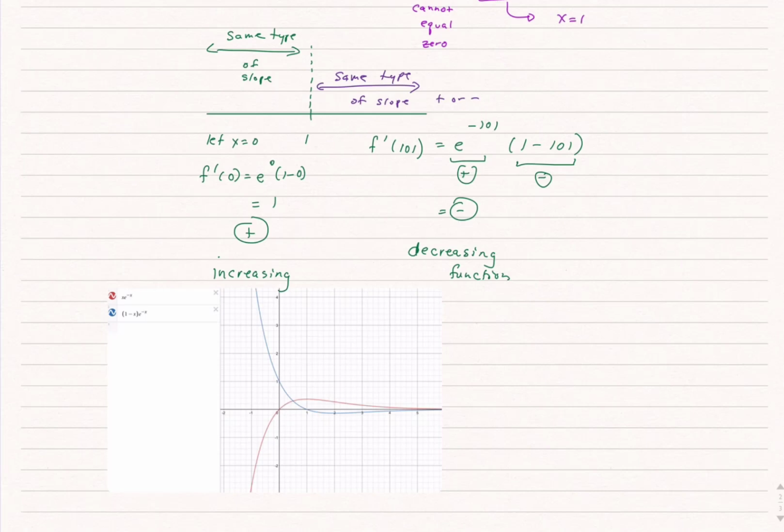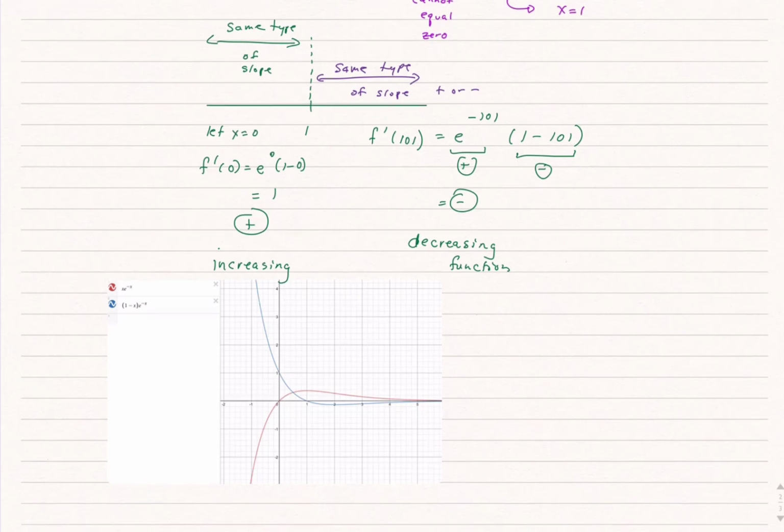So you can see in red my function and in blue my derivative. We do in fact see that the derivative is positive all the way up to the point 1, and the derivative is negative to the right of 1. And you can see that in fact the original function f of x is an increasing function to the left of 1 and a decreasing function to the right.